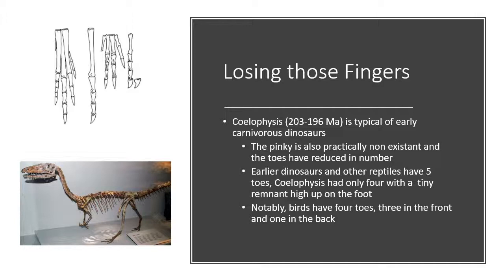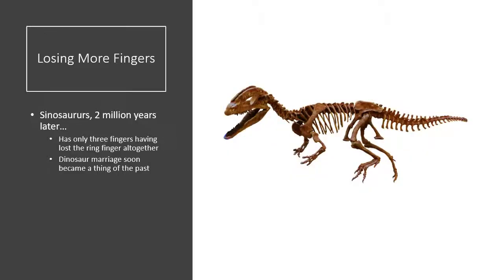And birds have 4 toes, 3 in the front and 1 in the back. So this is really interesting. We see kind of a prototype of that particular thing in some of the earliest dinosaurs, but really small changes from the dinosaurs that came before this.